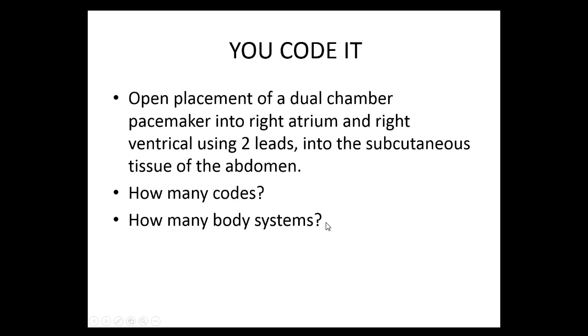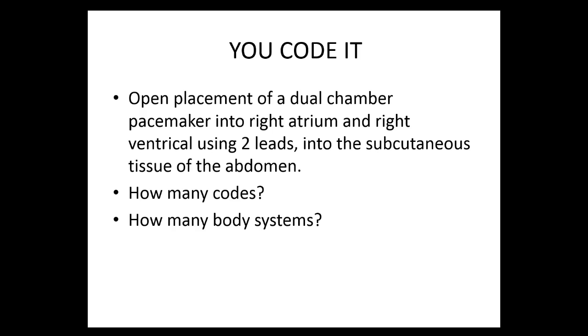And this is an open placement of a dual chamber pacemaker into the right atrium and the right ventricle. So we're using two leads, one into the right atrium, one into the right ventricle. And the pacemaker goes into the subcutaneous tissue of the abdomen. So the question here is, how many codes would we have? And we would actually have three, one for the pacemaker and one for each lead.